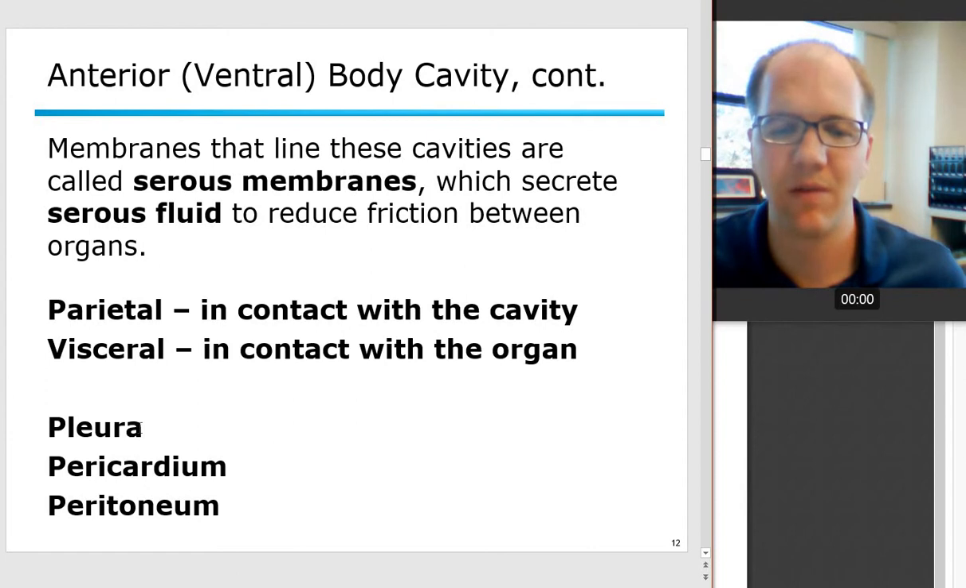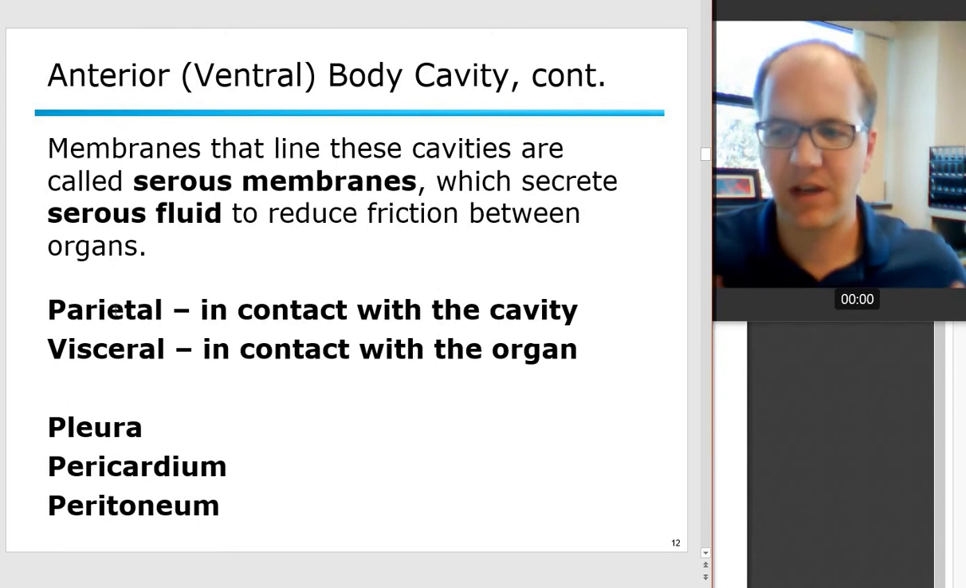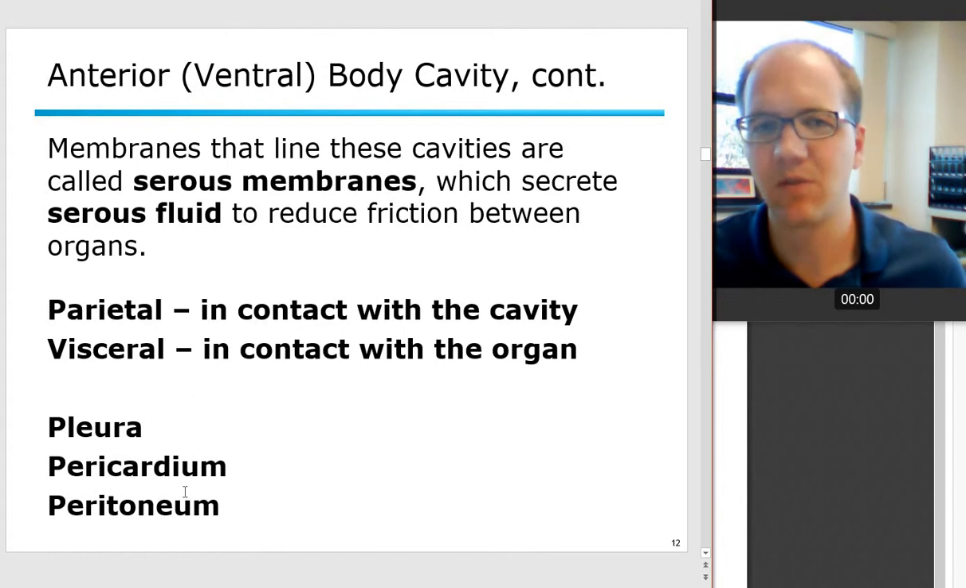One is the pleural membrane, then we have the pericardium, and then we have the peritoneum. Now the pleural membrane, this is around the lungs. So we have the parietal pleural membrane, and we have the visceral pleural membrane. The parietal is around the outside of our rib cage, and then the visceral pleural membrane is right along in contact with the lungs. The pericardium is the same, except it's with the heart.